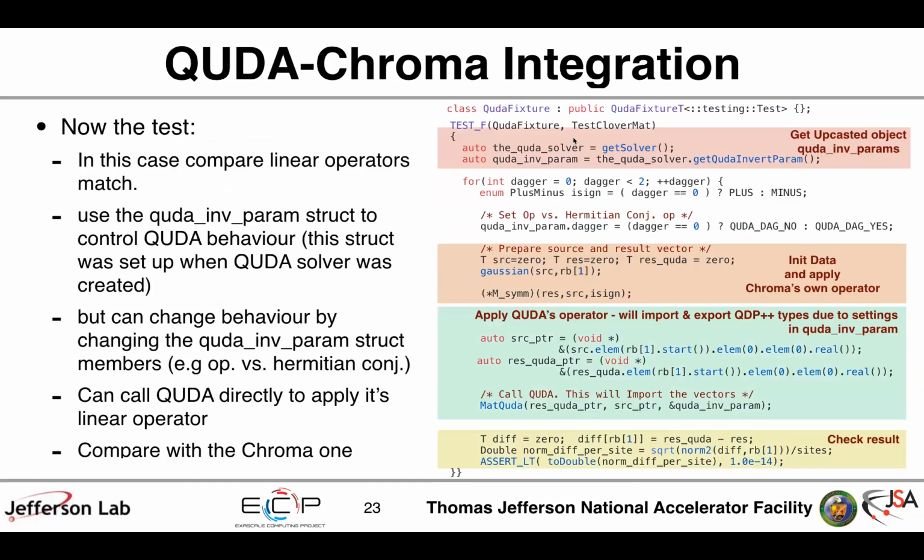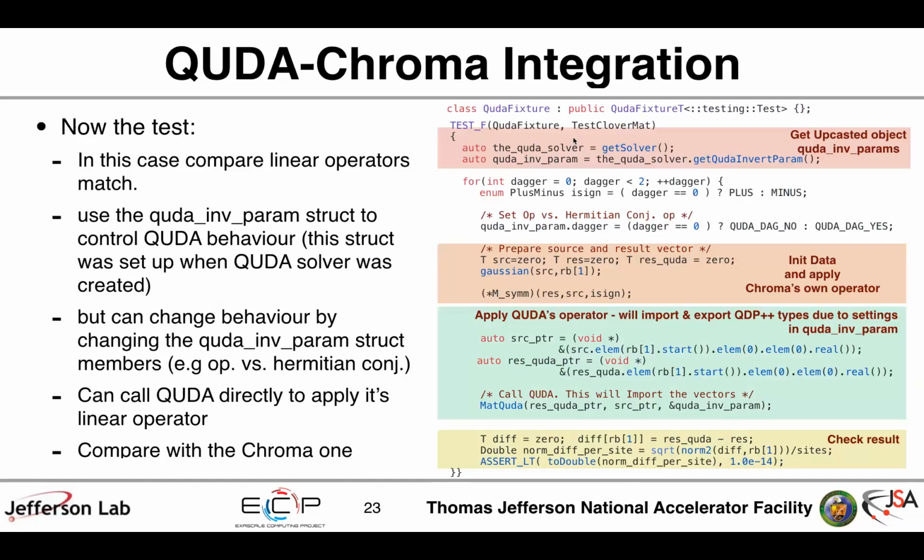I make some synthetic data. So I fill some source vector with Gaussian noise in this case. That's done in the pastel orange slide box. And then I apply Chroma's own operator to it. And I get some kind of result vector.